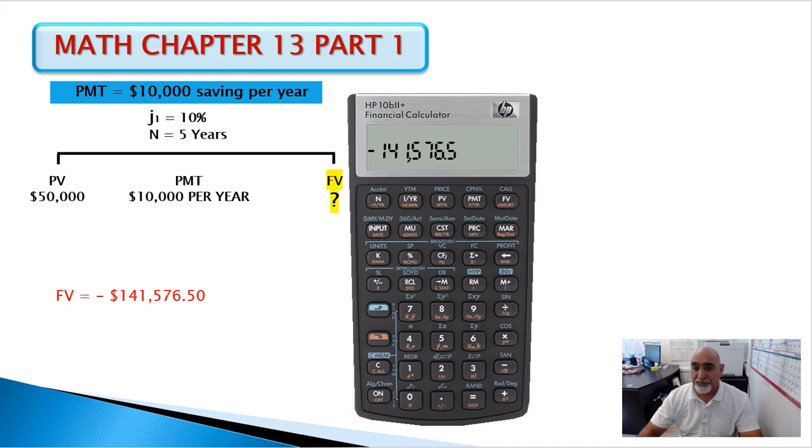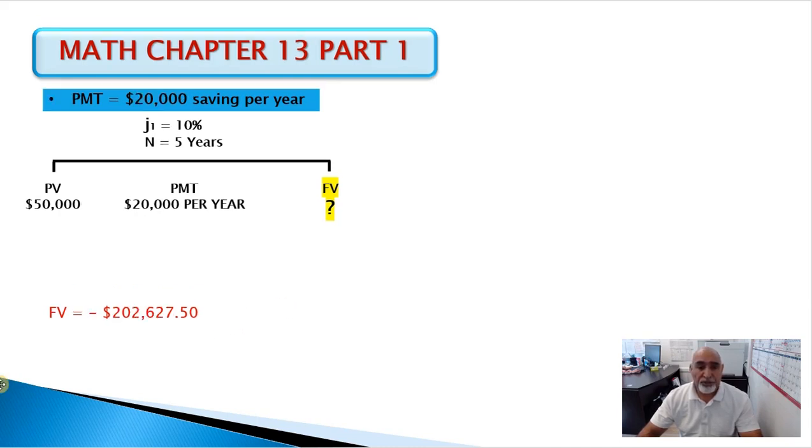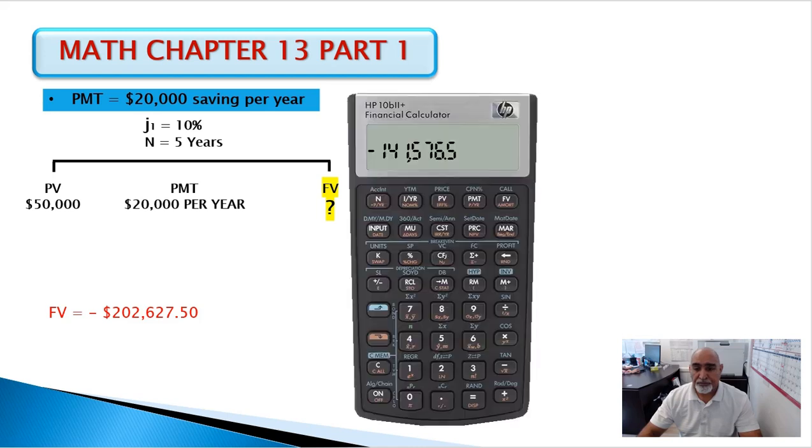Okay, let's continue doing another question. What we have in this situation is we are saving $20,000 per year, and we have 50,000 now. So how much money will be in our bank account after 5 years? Let's do that question again. Clear all. One compounding period per year. Interest rate is 10%. N is 5.